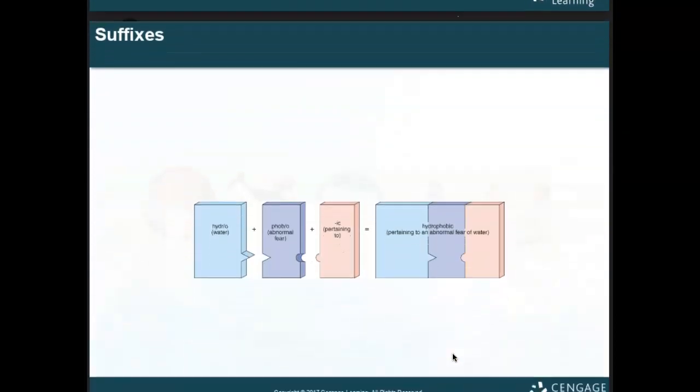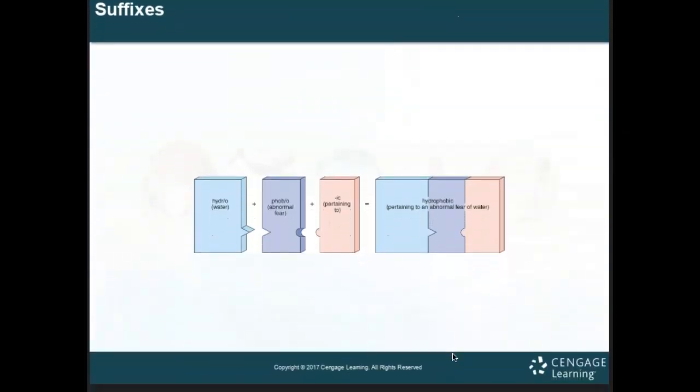So here's a visual that kind of helps to make sense of hydrophobia or hydrophobic. So hydro means water, which in this situation would actually be a word root. And then phobe is also a word root, abnormal fear. And then ic is pertaining to, which is actually your suffix. So hydrophobic means pertaining to an abnormal fear of water. And this kind of shows you how to build those terms.